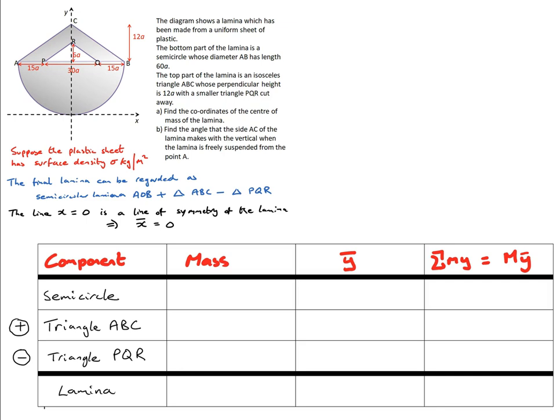For this semicircle, we know that the mass of the semicircle will be sigma times the area of that semicircle. So that is going to be a half times pi r squared, where r is 30a, for the area, times sigma to get the mass. So the mass of the semicircle is 450 pi a squared sigma.